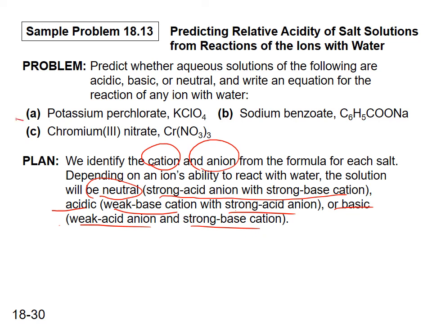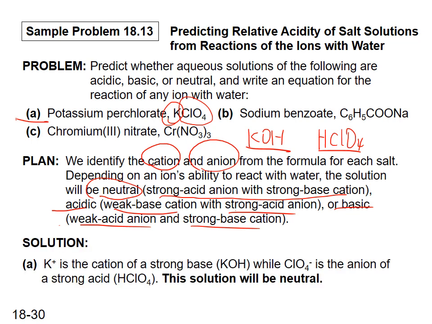Let's look at A. A is potassium perchlorate. Potassium comes from potassium hydroxide. That's a strong base. Perchlorate comes from perchloric acid, also strong. So both acid and base are strong. The salt must be neutral. So in A, the solution will be neutral.